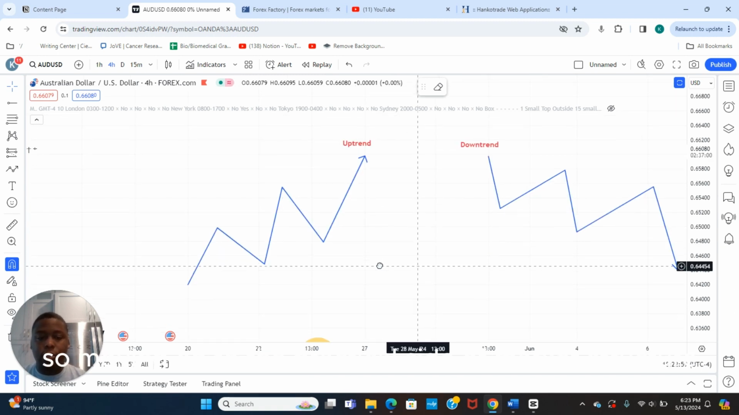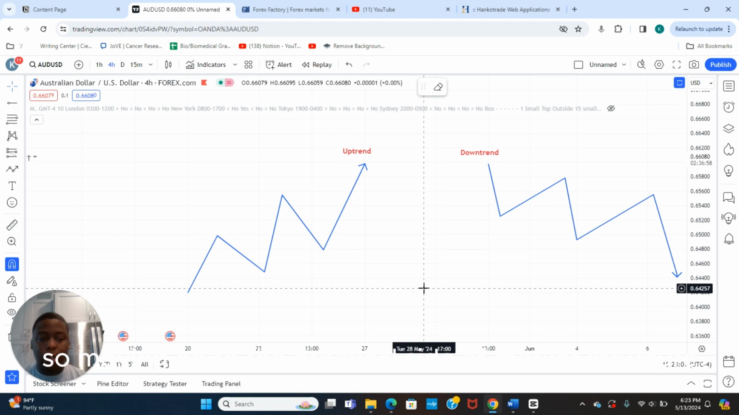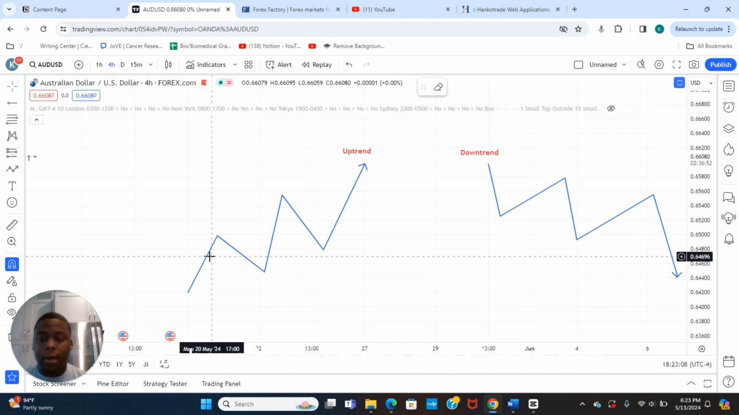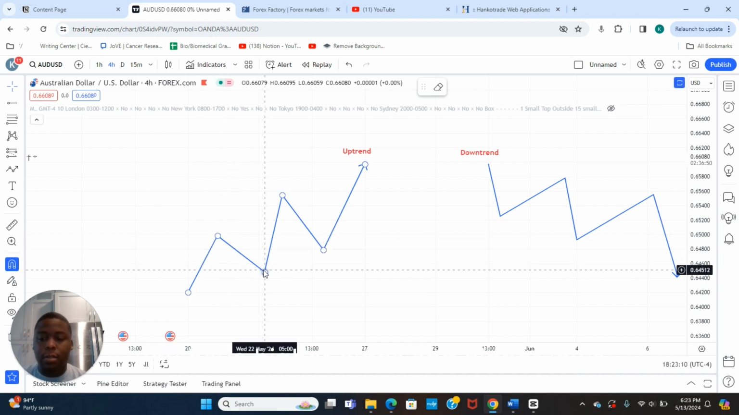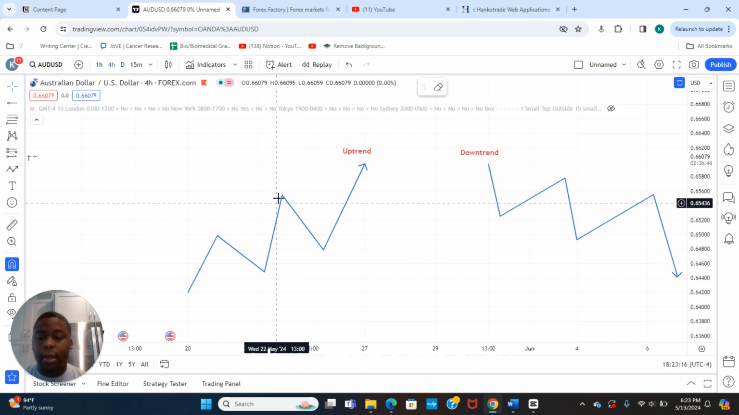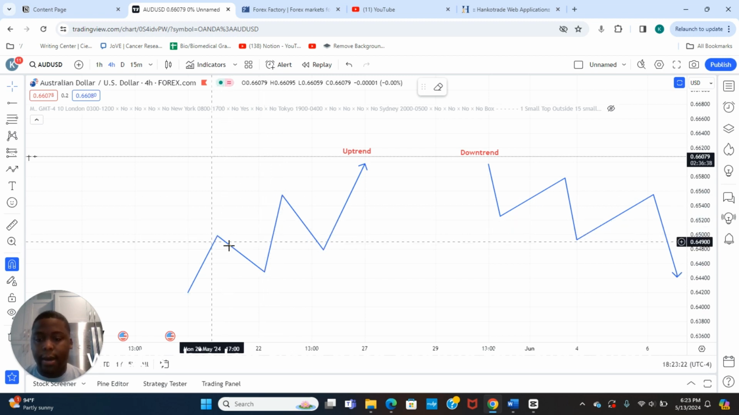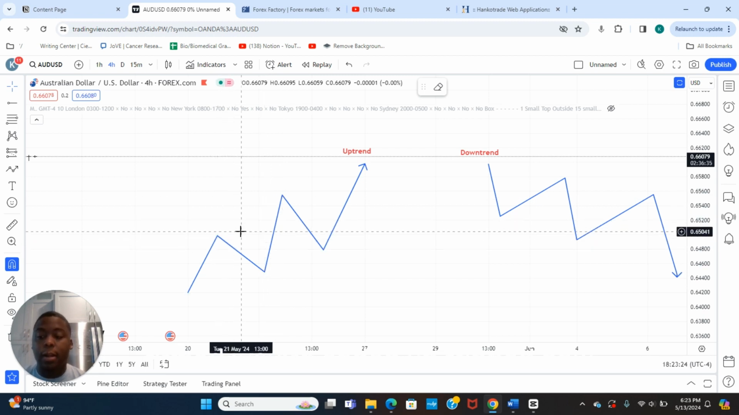So moving on to the practical side of market structure, what it actually looks like. In an uptrend, as I said before, you have higher highs and higher lows. Now, the higher high isn't confirmed until the high is breached. So once this leg right here breaks this high, it's confirmed. We are in an uptrend.